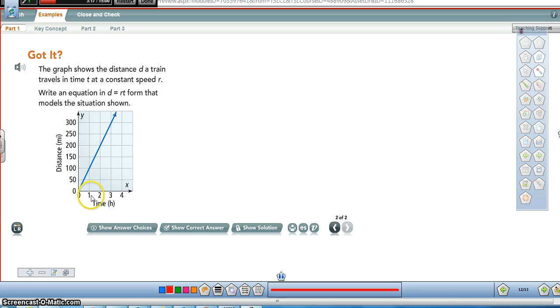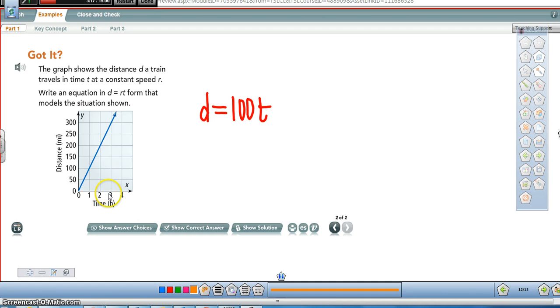Well, let's see. At 1 hour, the train travels 100 miles. At 2 hours, the train travels 200 miles. At 3 hours, the train travels 300 miles. So the train is traveling at a rate of 100 miles per hour. The distance varies. The rate is constant. It is always 100. And then the time also varies. This equation, d equals 100t, represents our situation.